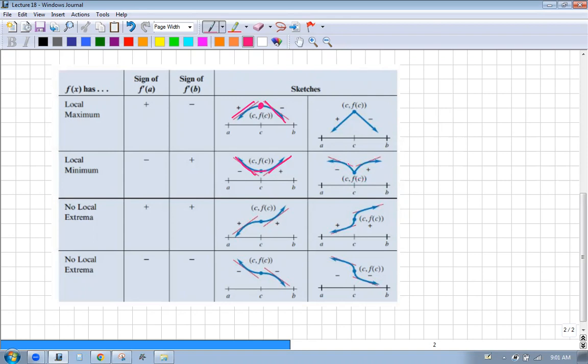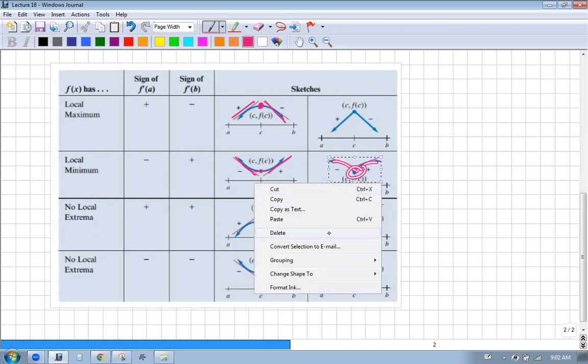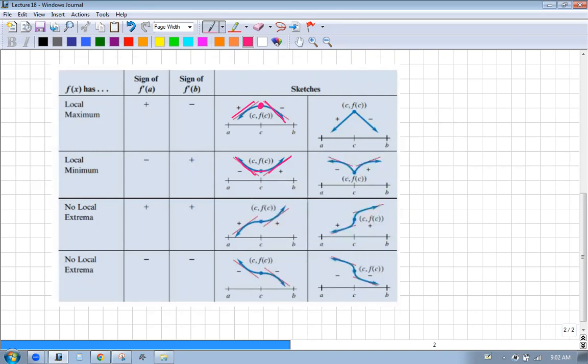Here you have negative to positive. I don't think the slope here exists though. This is one of those jagged points, right? So here the slope is undefined. But either way, it's a critical point. Remember, the critical points are where the slope is 0 or undefined, okay?